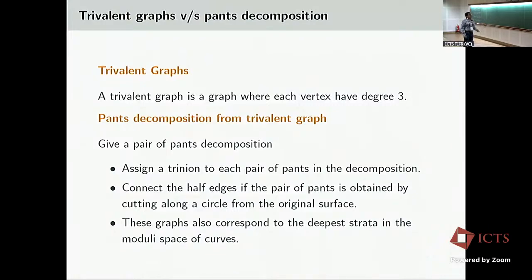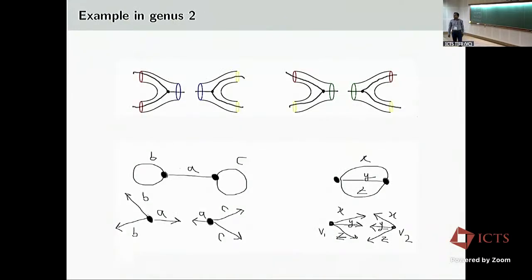Let me do an example. These are the 2 things from the previous example. I assigned the trinion, and this trinion is obtained by cutting the red circle, so you join them. Here, this is obtained by cutting the yellow circle, so you join them. And this is obtained by cutting the blue circle, so you join them. So you get this graph, which looks like a dumbbell, or like Gandhiji's spectacles. And here, this is obtained a different way. You have 2 green circles and 2 yellow circles, so you join along this, and along this, and along this. So you get this graph.